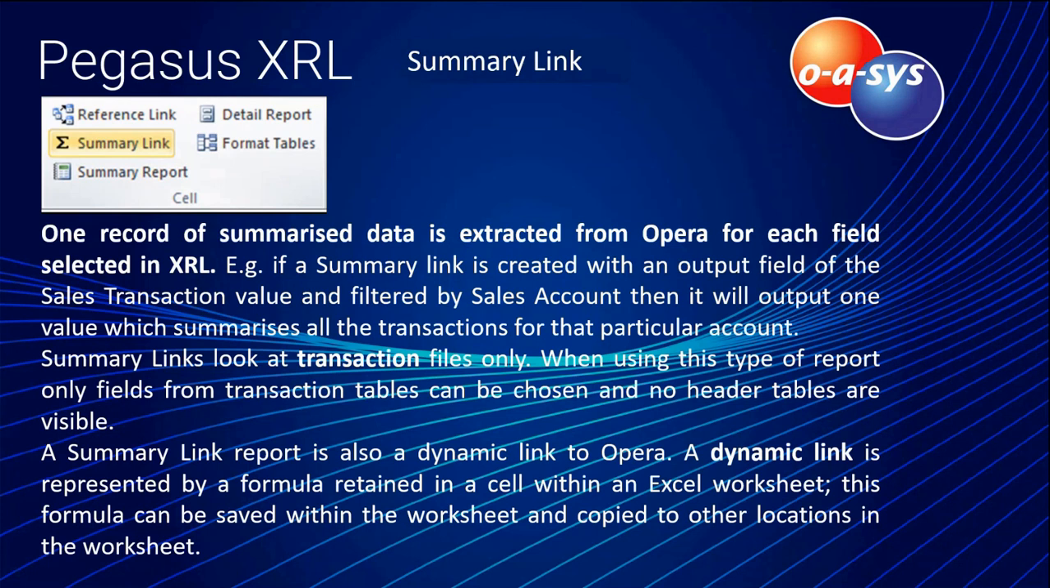When using this type of report, only fields from transaction tables can be chosen and no other header tables are visible. A summary link report is also a dynamic link to Opera. A dynamic link is represented by a formula retained in a cell within an Excel worksheet. This formula can be saved within the worksheet and copied to other locations in the worksheet.